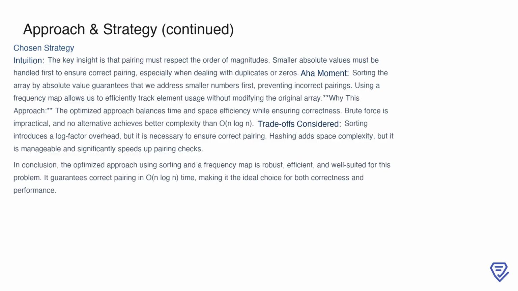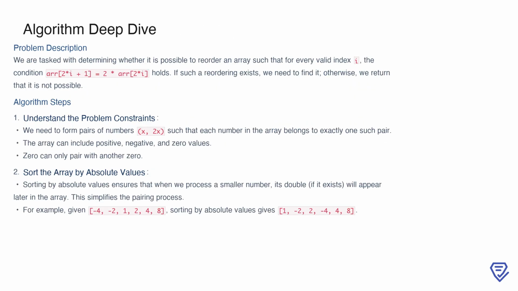Brute force, as we discussed earlier, is too slow, and no other method can outperform the O(n log n) complexity achieved here. While sorting introduces some computational overhead, it is indispensable for ensuring valid pairings. Similarly, the extra space required for the hash map is a reasonable trade-off for the significant gains in performance. In the end, this optimized approach is robust, efficient, and perfectly suited to handle the problem within competitive constraints, making it the clear choice.